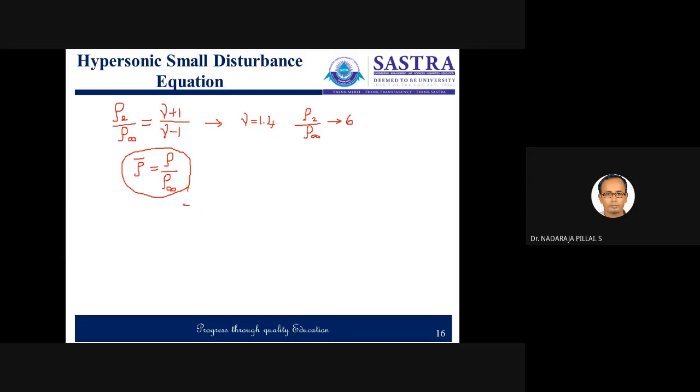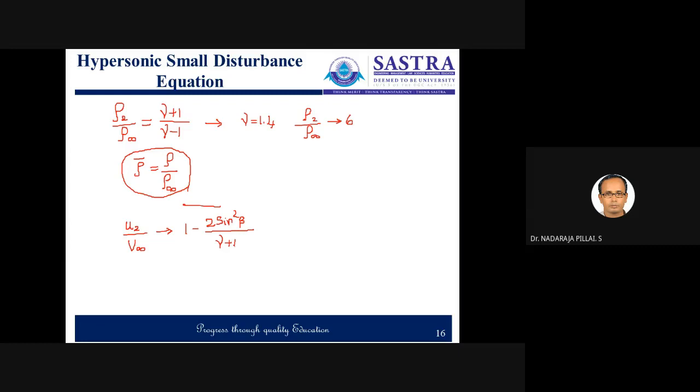Then let us go back to the third one, the velocity. Say we have a velocity u component, v component, and so on. So let us consider u2 by V infinity. What is u2 by V infinity? It is 1 minus 2 sine square beta by gamma plus 1, right.